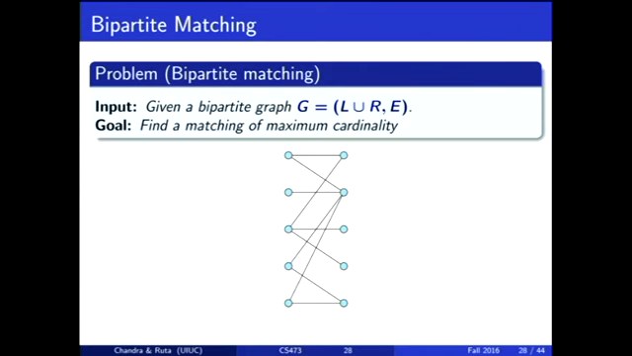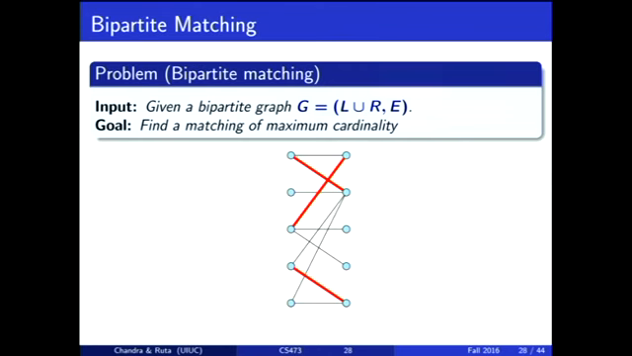Ads to slots, and many such things are naturally modeled this way, things that come up in our practice. Boys to girls, hospitals to residents, there are things called stable matchings, and many resource allocation problems can be modeled this way. And now the question is, what is a matching in this bipartite graph? What does it mean?